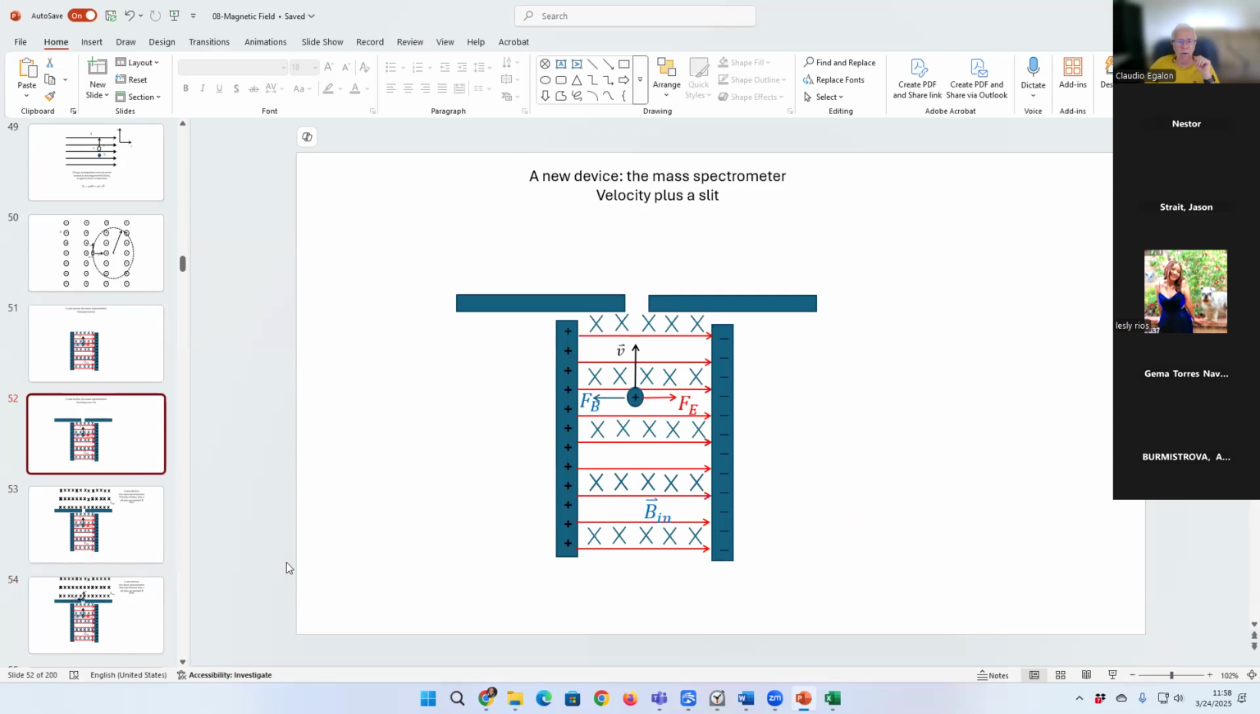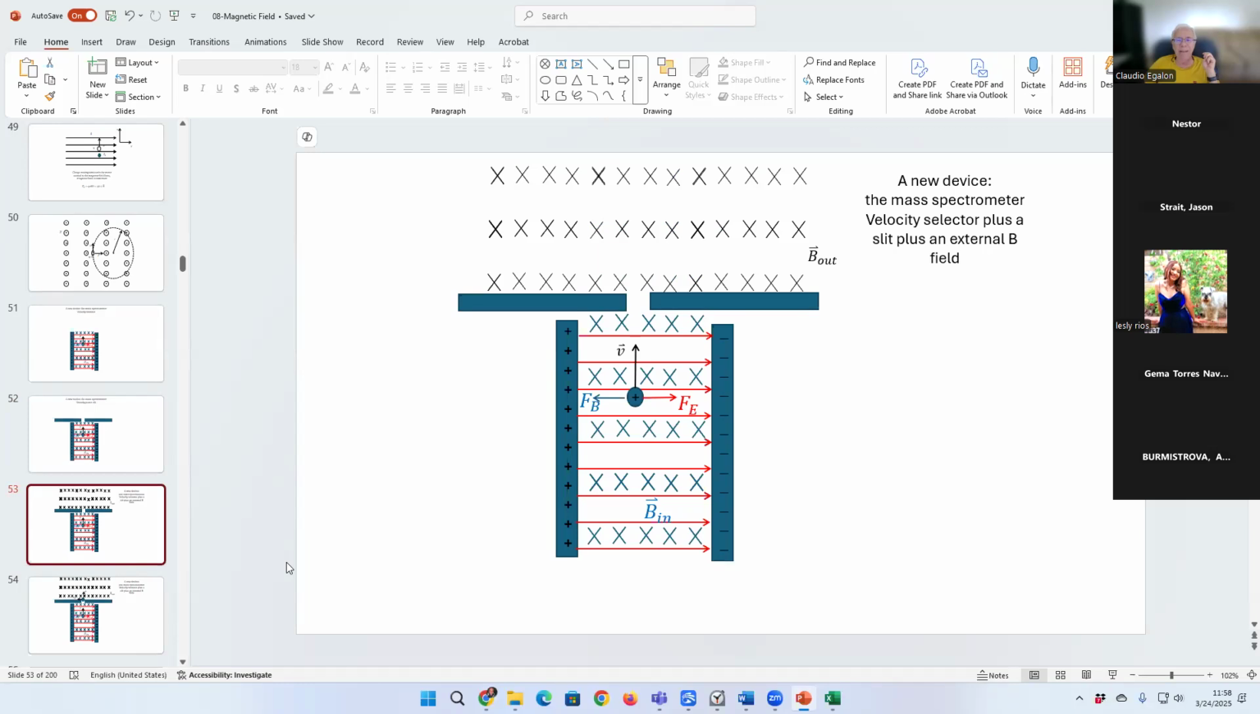And then outside this region, we put a slit to let only the charged particles in a given beam pass through. On top of that, we add a magnetic field here. When you add a magnetic field outside, you come up with a new device called the mass spectrometer: velocity selector plus a slit plus an external magnetic field.